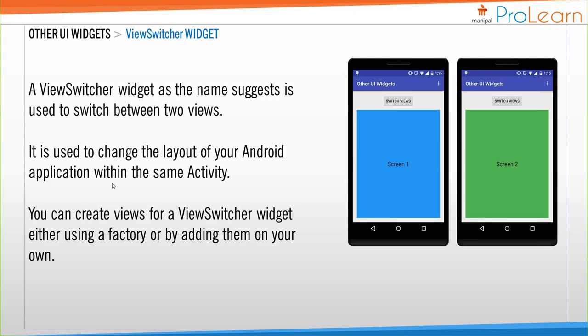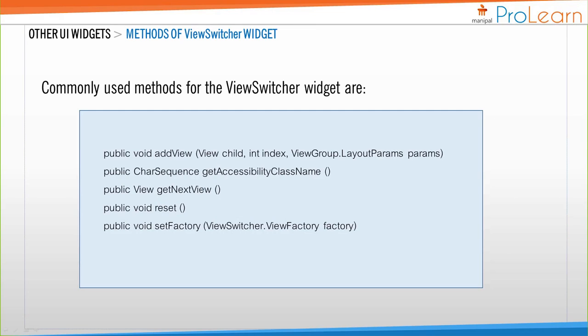Within the activity, if you want something like the number of pages getting changed, so that kind of an effect in a single view, you can use this view switcher control, which will be very flexible to switch between the views. You can create views of a view switcher widget either using a factory or by adding them on your own. That is, either you can do it dynamically or you can do it by XML code. I'll just show you how we can do it through the XML code.